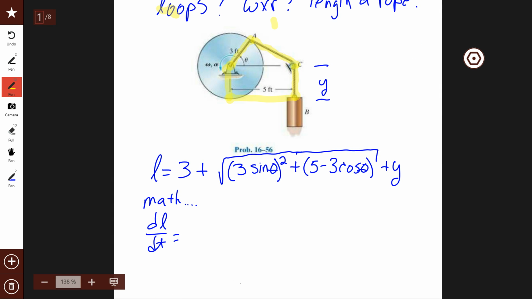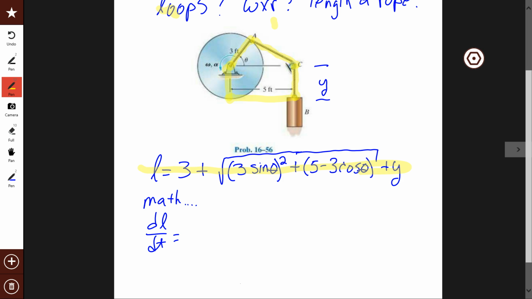What does that guy say? This equation, right? What does this equation right here do? L equals, what's that 3? That's the radius of the guy. It's always 3 no matter where the guy is. What's that big square root junk? Yeah, so here's the 3 sine theta. What is that? That's the vertical height of that guy between C and A. Isn't that the vertical distance between C and A?